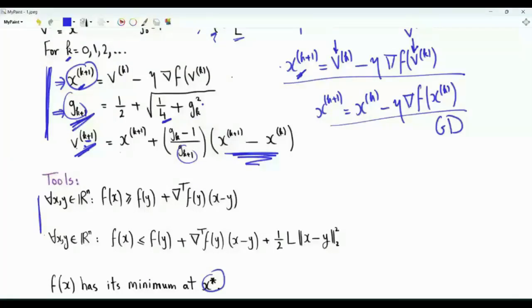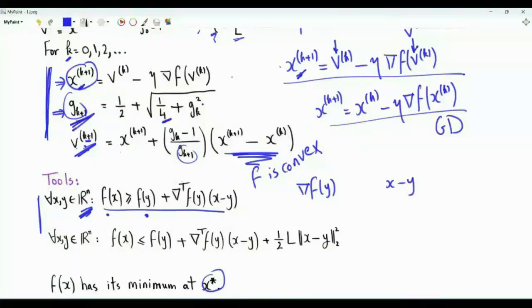There are two inequalities that are very important in our investigation. The first inequality is a consequence of the convexity of function f. If function f is convex and it has partial derivatives that are continuous, for every x and y in the domain Rn, f of x is greater than or equal to f of y plus the inner product between the gradient evaluated at y and x minus y. So this is the transpose. Our default vectors are column vectors, and so to convert a vector into a row vector, we do transpose.